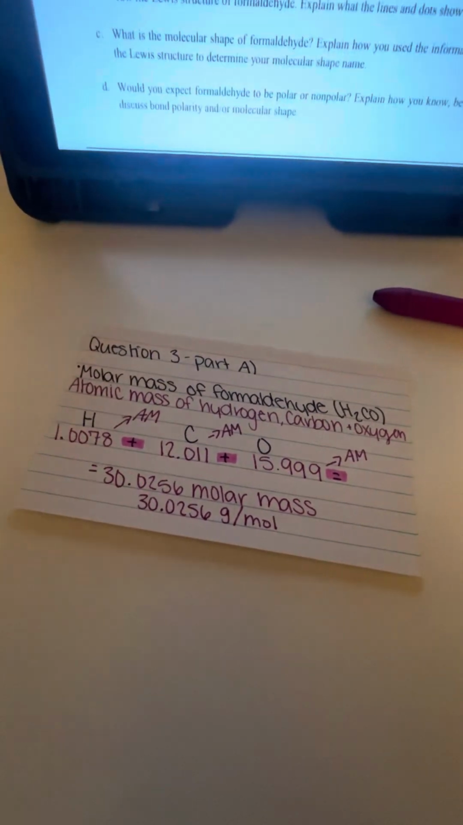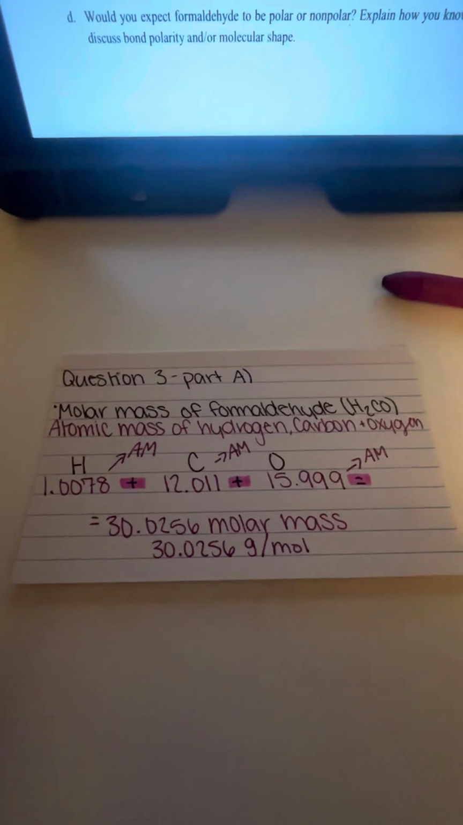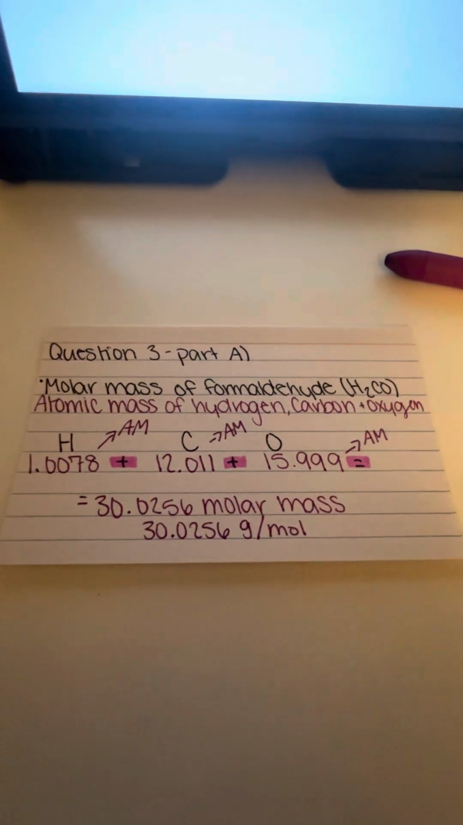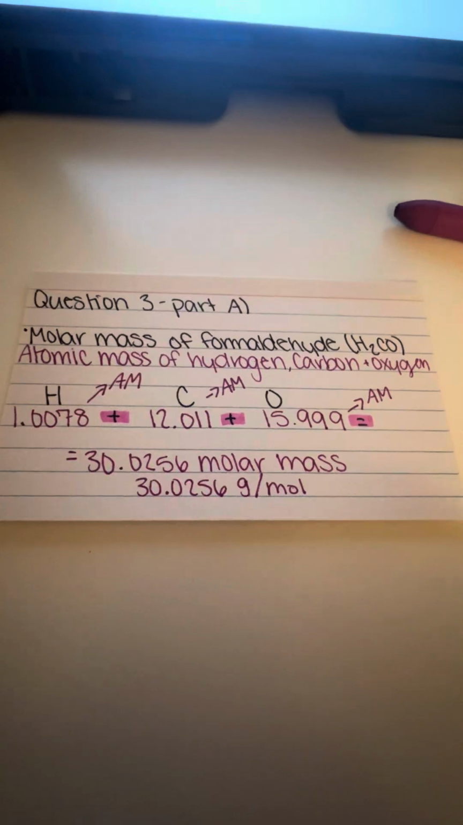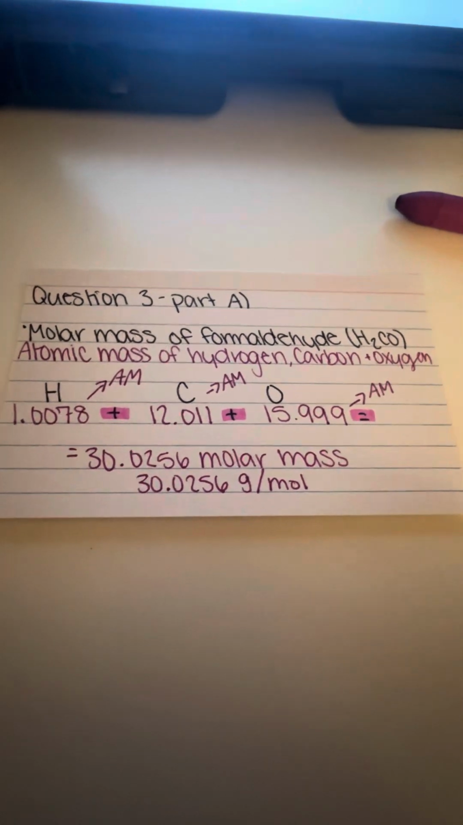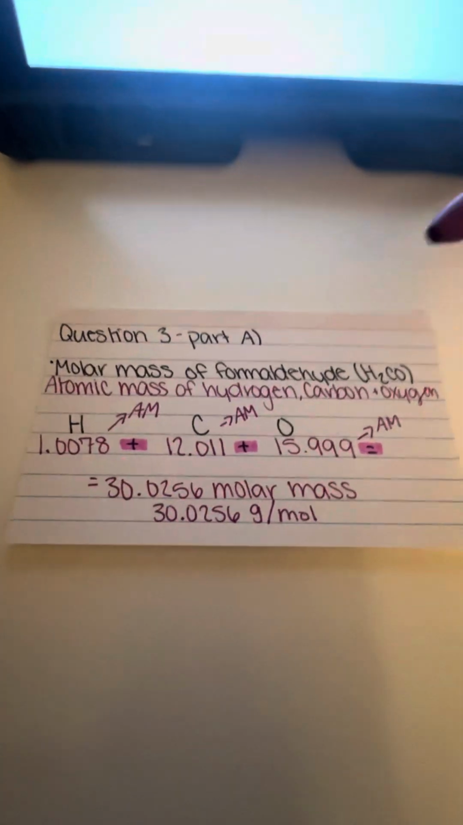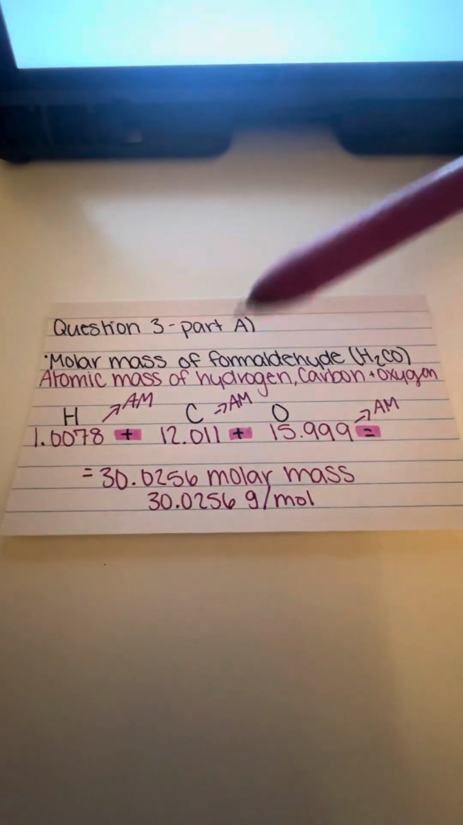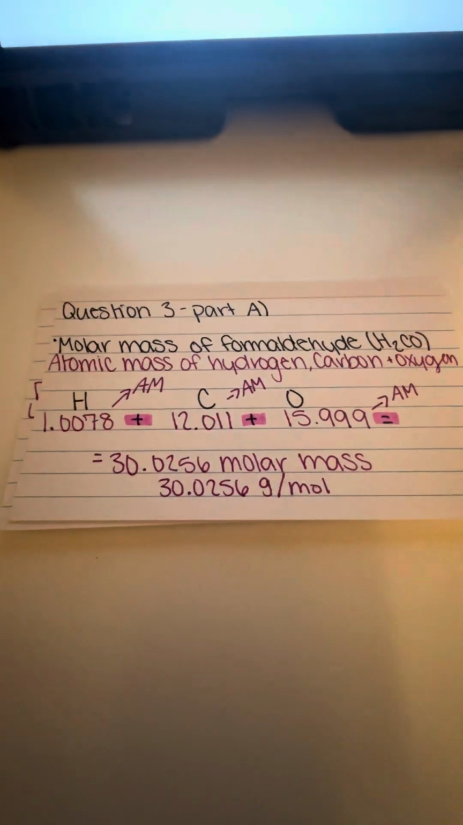And then moving on to question 3, this is part A. Part A was, what is the molar mass of this compound? And I found that the molar mass of formaldehyde is 30.0256 grams per mole. And I found that out by taking the atomic mass for hydrogen, carbon, and oxygen, as they are in the formula.